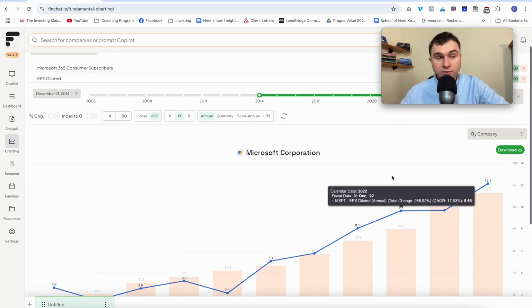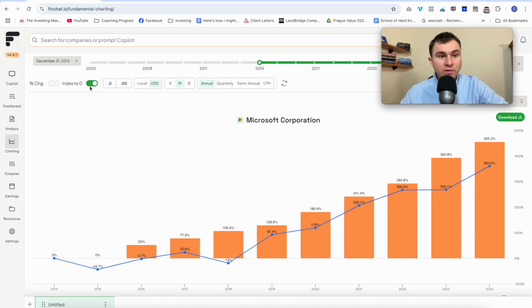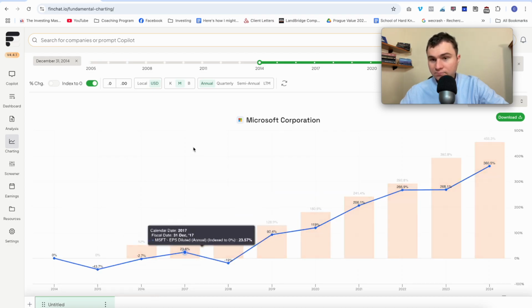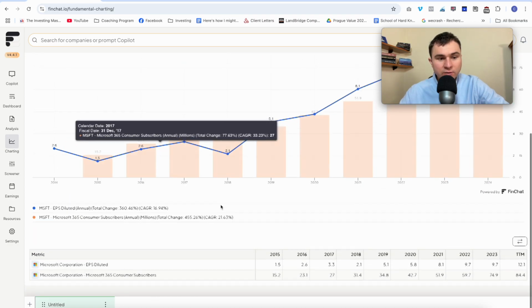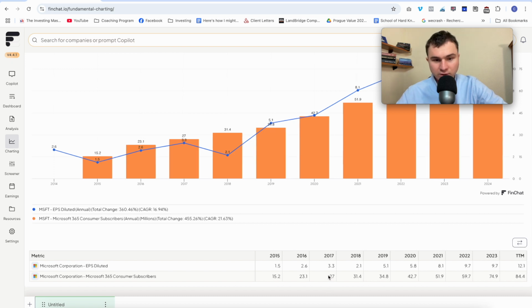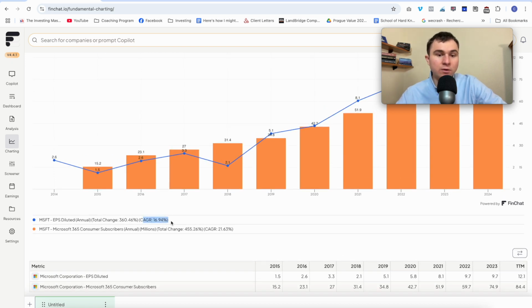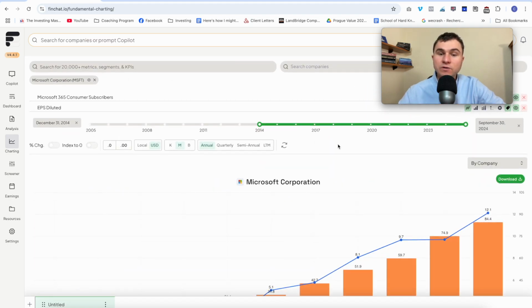Yeah, for Microsoft everything is going up and to the right. If I index this to 0, I can play with some charts. That's very nice. And if you scroll down, you have the actual numbers in the table. You have the CAGR, compound annual growth rate. This is wonderful. I have spent hours and hours playing with the numbers and just getting to know more about the business when I want to know a lot.